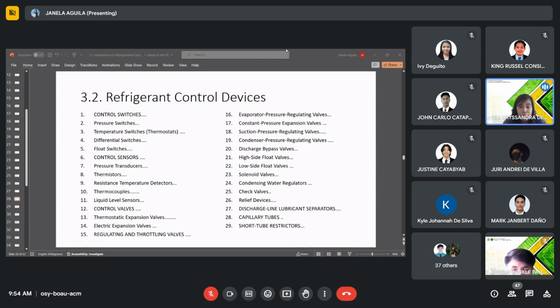And next are the control valves. The control valves in refrigerant control devices also serve a vital function in managing temperature and pressure, maximizing system performance, and controlling refrigerant flow. In order to keep track of the amount of refrigerant that can pass through, they modulate the valve's opening and closing. Under this are the thermostatic expansion valves.